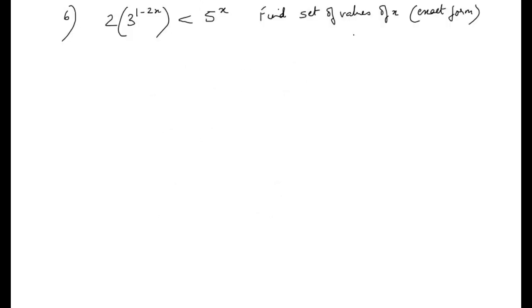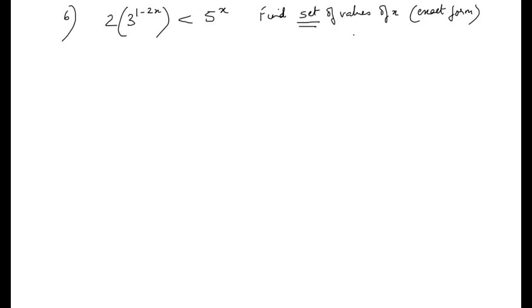Question 6 is different because it's an inequality, it's an exponential inequality. The instructions are find the set of values. So remember, with inequalities, the solution also will be an inequality. So it will be a set of values rather than a single value of x. And they would like it in exact form, the solution. Right, so the method is similar. Just keep in mind that there's an inequality.